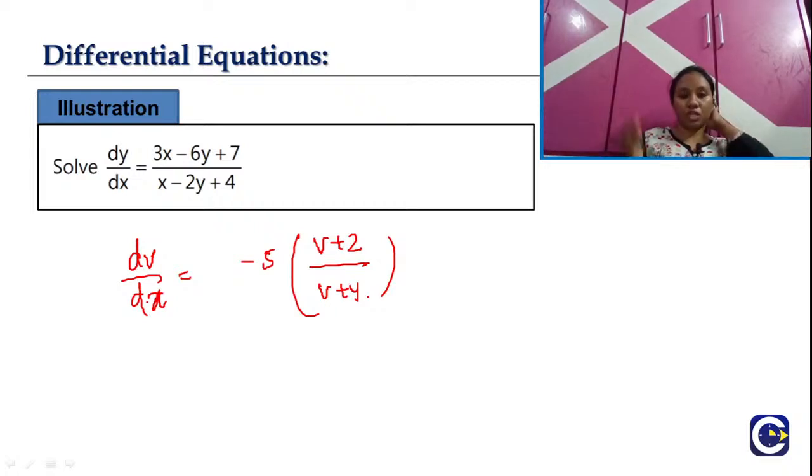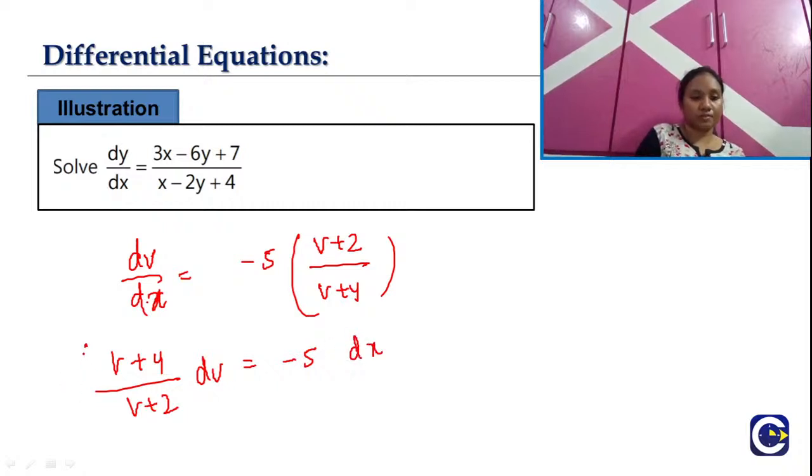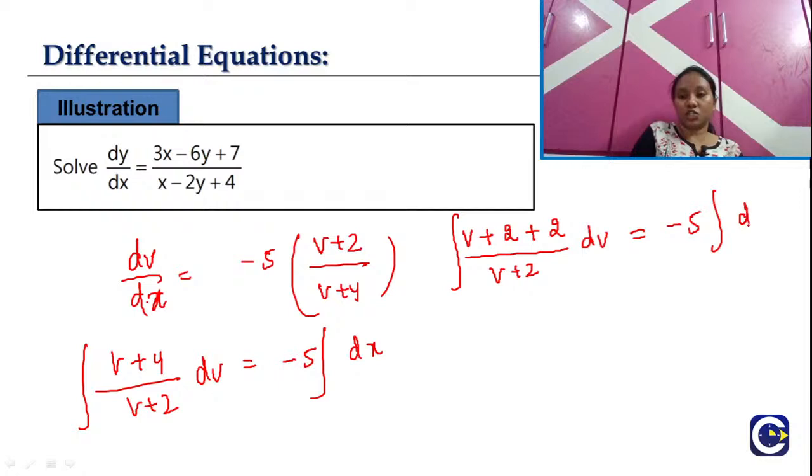So now what we have to do, bring all the x terms to one side, that is our right hand side, and v terms to the left hand side. So it will become (v plus 4) divided by (v plus 2) dv equal to minus 5 dx. Now integration. So how can we rewrite this term? So v plus 4 can be written as (v plus 2) plus 2, divided by v plus 2. So now the numerator will be turning out to be (v plus 2) divided by (v plus 2) dv minus 5 integration dx.